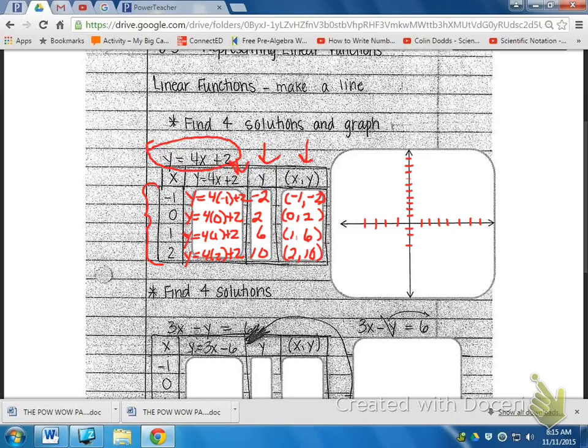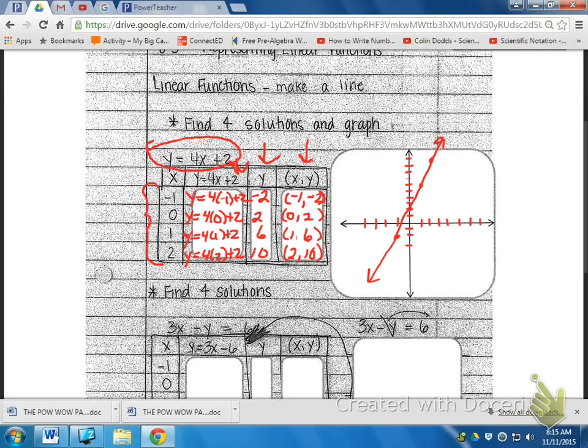So -1, -2, 0, 2, 1, 6. The problem with putting my little marks in is it's not going to be exactly accurate. And then 2, 10. And put my line in as best I can. Yours will be way more accurate because you will have a graph, and everything will be evenly spaced on yours, and it'll be much better.